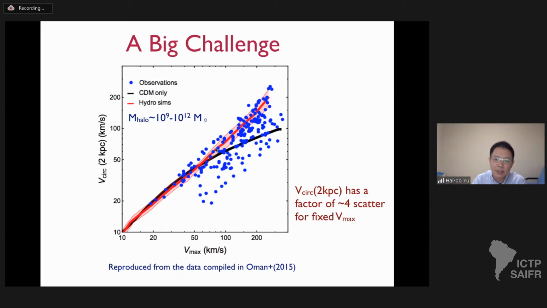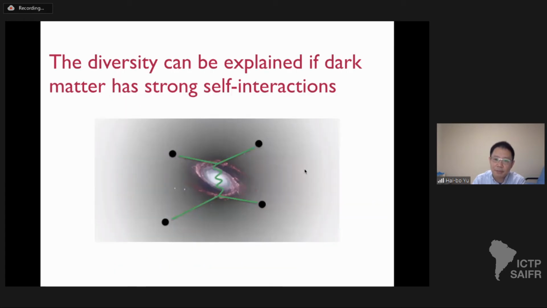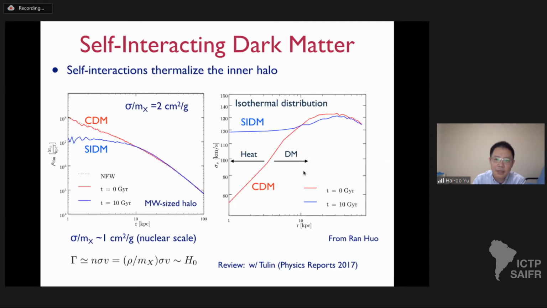So the point is that the spread predicted in CDM simulation cannot accommodate the observed spread. So this is a big challenge for CDM. In the next few slides, I'm going to show you that the diversity can be explained if dark matter has strong self-interactions. So let me explain a little bit about self-interacting dark matter.